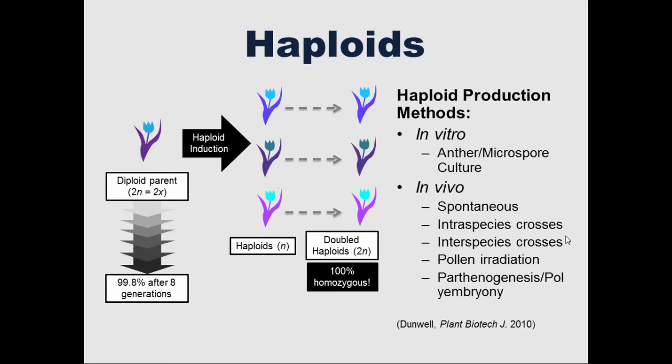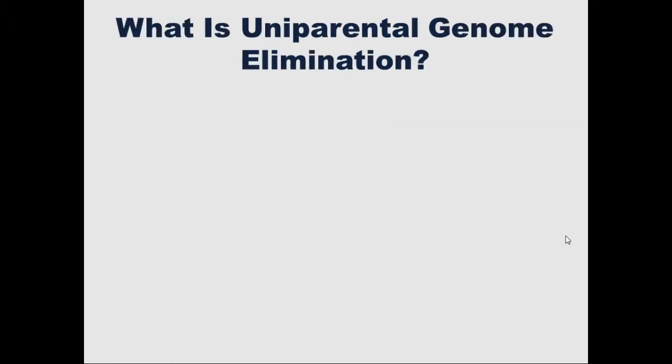And obviously, there are many ways of generating haploids. It's really well reviewed here if you really want to learn everything about haploid induction. There's in vitro methods and in vivo methods, but I'm going to focus on what we do, which is these intraspecies or interspecies crosses that are able to generate haploid induction. So when you make an intraspecies cross, or interspecies cross, this sort of magical thing happens called genome elimination.